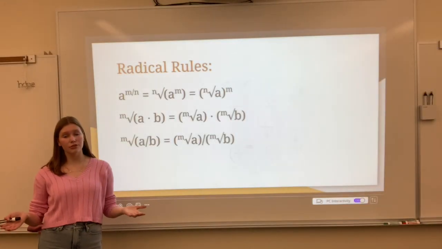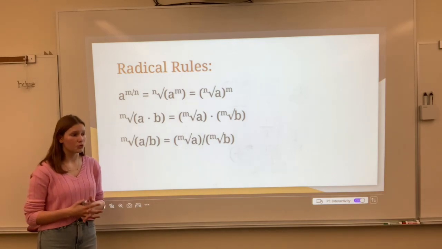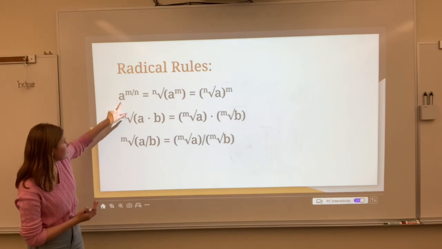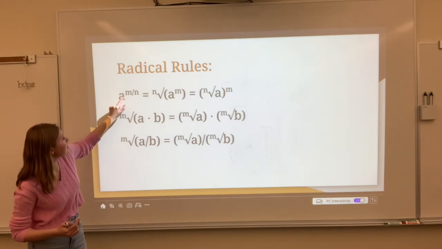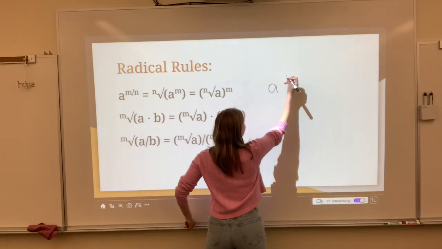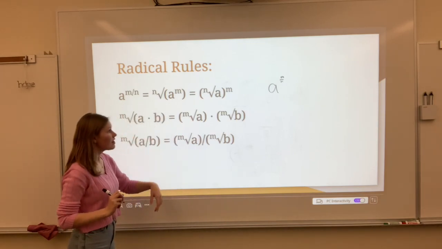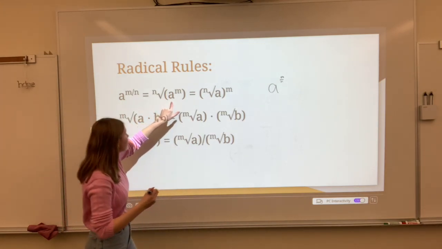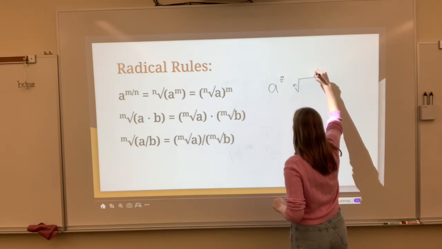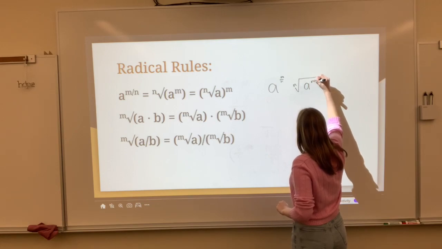All right, let's move on from exponent rules and go into radical rules. These are very intertwined, and you'll see what I mean in just a second. So here we have a to the m divided by n. I'm going to write that again over here. A raised to the m over n. That is the same as saying take the nth root, so our denominator, of a to the m power.